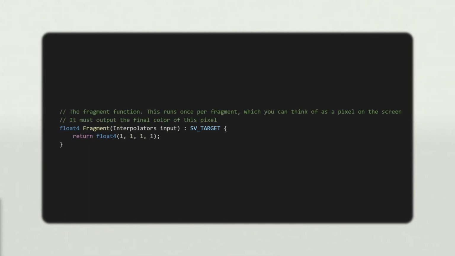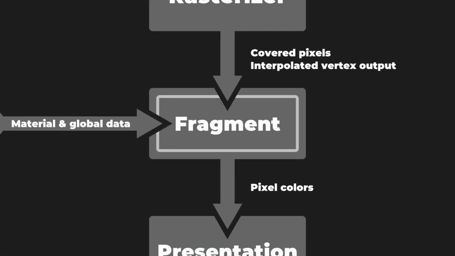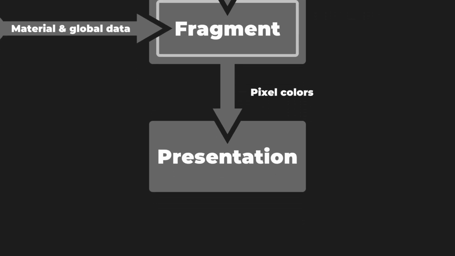So we can finally display something on screen now. Let's just color all pixels white. Return a float4 with all components set to 1. See here that you don't need to write new in HLSL when constructing vectors, just the type name is fine. The last stage in the graphics pipeline is the presentation stage. It takes the output of the Fragment function and, together with information from the Rasterizer, colors all pixels accordingly.